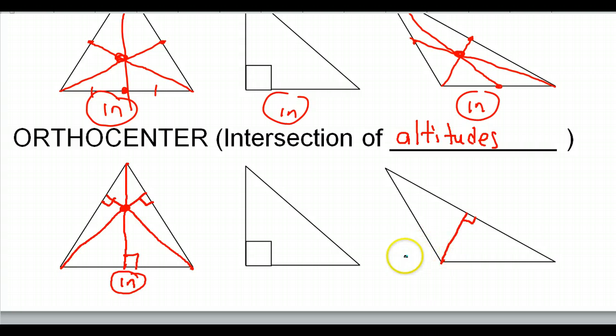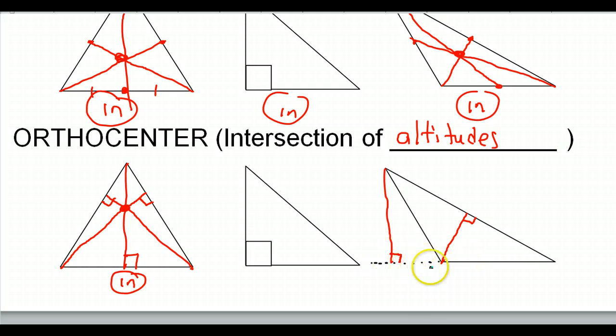Now the other one is going to take a little bit of thought. If I have my vertex and I want to go perpendicular, but if I stay inside the triangle, there's no way for it to be perpendicular. So what I have to do is extend this side with a dotted line or something. Alright, so when I go vertex to perpendicular, I'm going to go perpendicular out here. Okay, so vertex to perpendicular, there's my altitude.